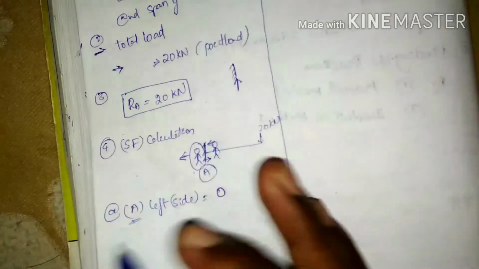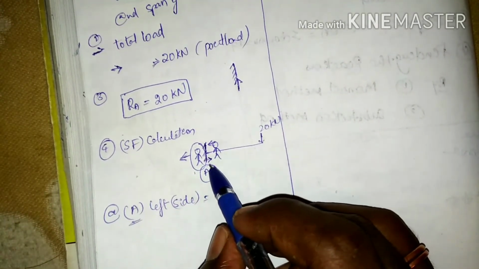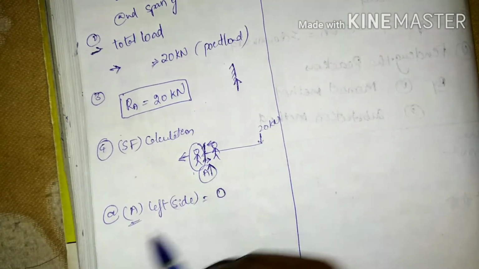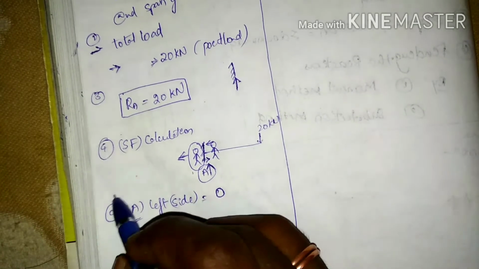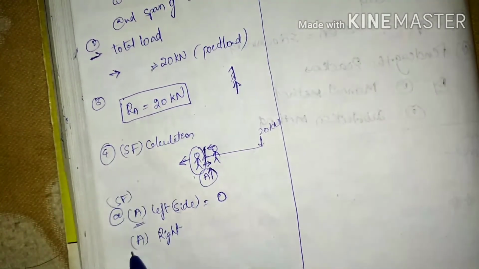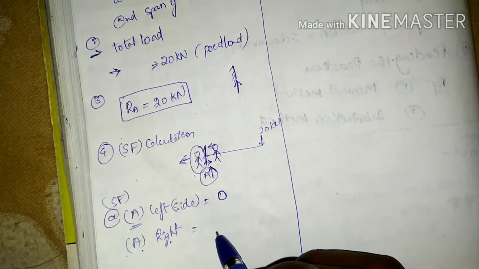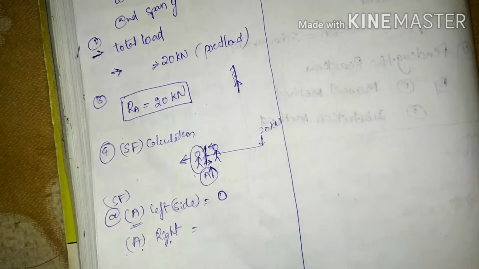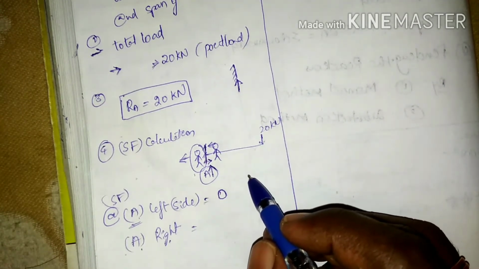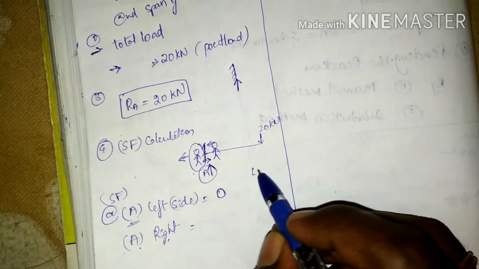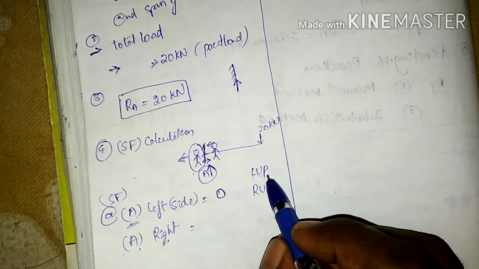Looking left side, you're going to find RA, the reaction acting in the upward direction at A. Shear force at A, on the right side, is equal to the RA reaction. We know the shear force calculation. What are the sign conventions? The sign convention for the shear force is LUP, left up positive.